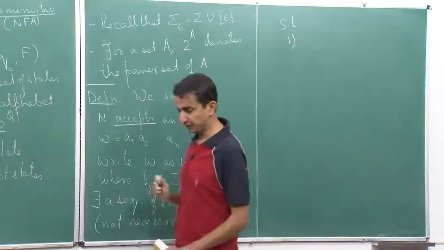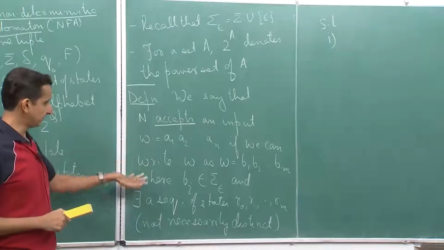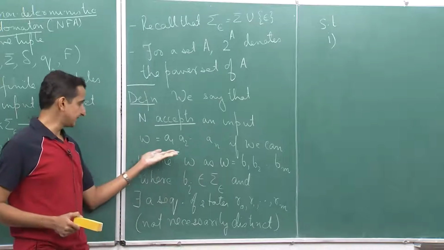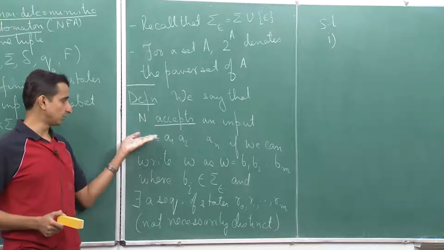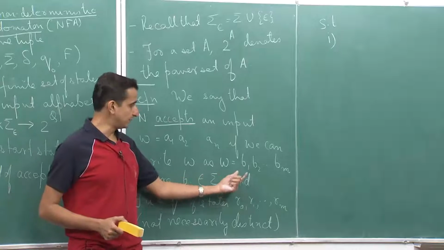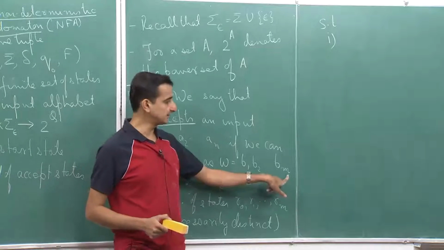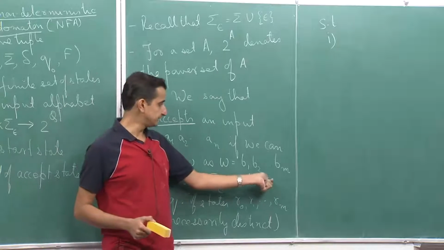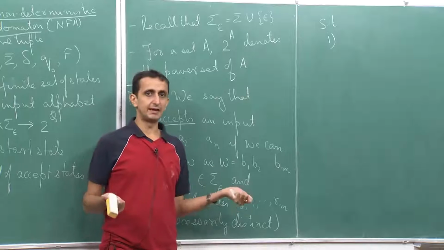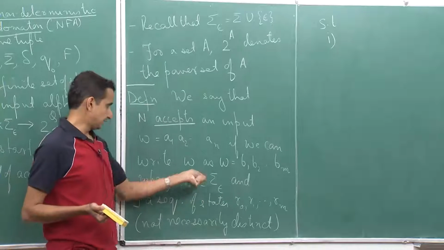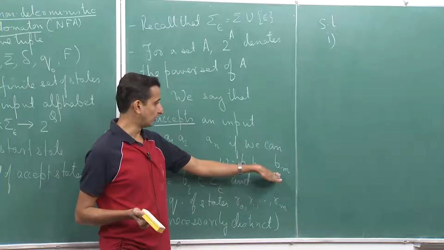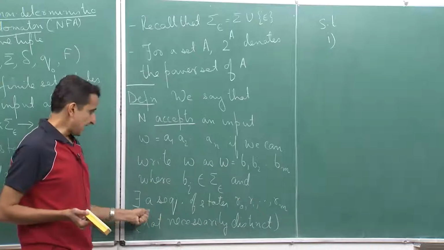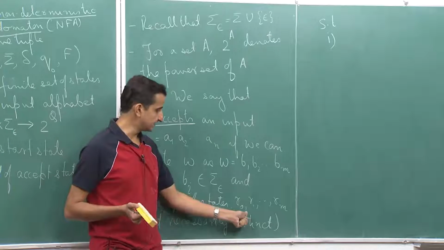So before I complete this, let us try to parse what we have written so far. Suppose I have a string W which is A1 through An. We say that our non-deterministic automaton accepts W if I can write W as a sequence of symbols B1 through Bm, where these Bi's come from sigma epsilon. So some of these Bi's can also be the epsilon symbol. In other words, if I just concatenate all these symbols, I will get W. So I have some extra epsilons over here, and there is a sequence of states R0 up to Rm.